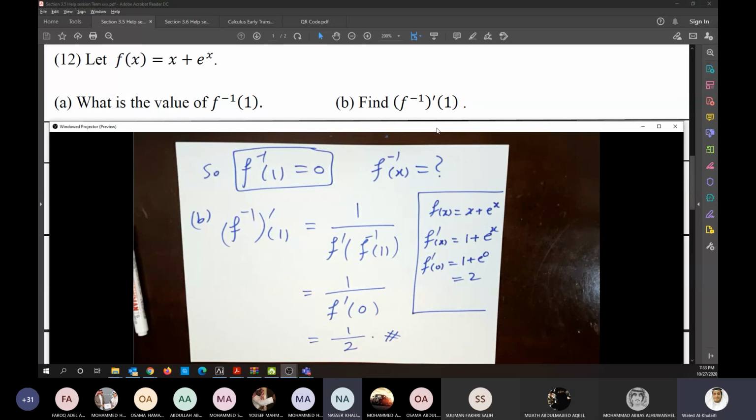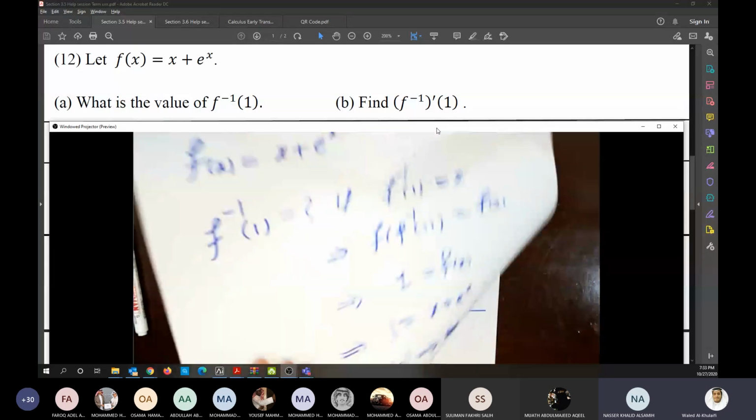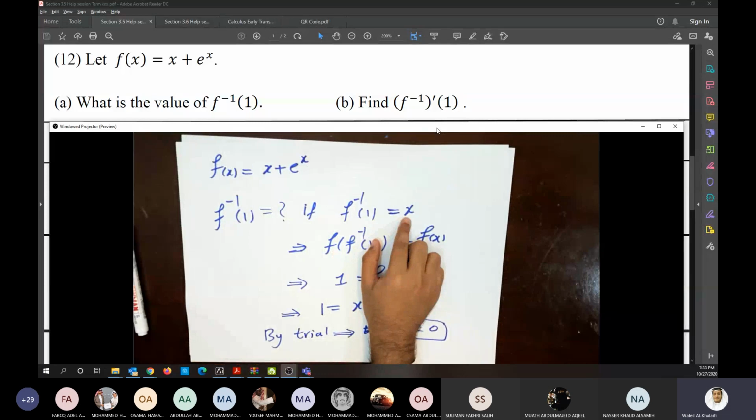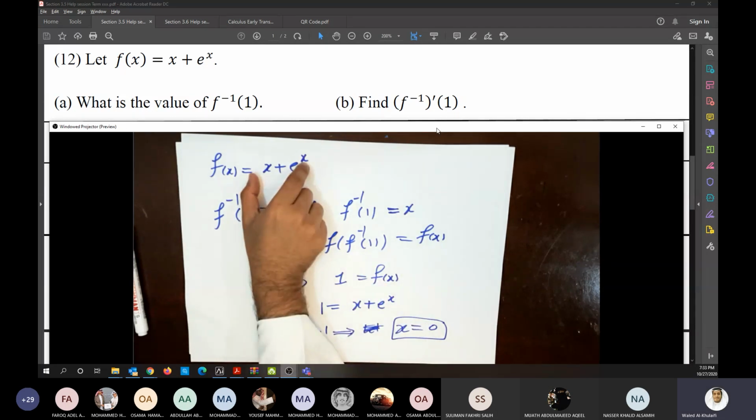Mr., can you go back to how you found the f inverse of 1? Yes, this is how we found it. We said f inverse of 1 is equal to x, anything, x, y, whatever. Then we took f of both sides and applied the function on both sides of the equation. So we got 1 equals f of x. And f of x is the original equation, which we have here.